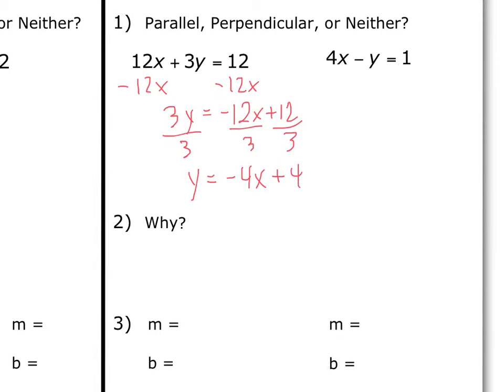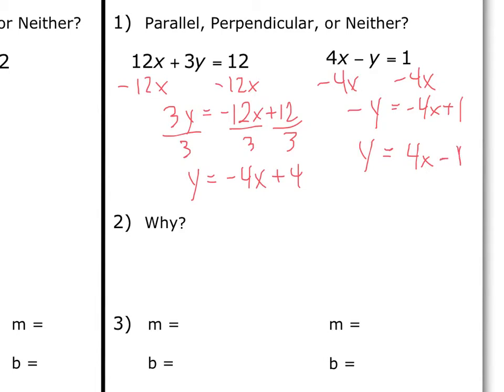Okay, let's do one little bit more and then we'll be done. So this time you have to subtract 4x on both sides. And that, of course, would give you negative y equals negative 4x plus 1. And then you have a negative y, so if I wanted to change that to y, I just have to change the signs of each term. So negative y becomes y, negative 4x becomes 4x, and positive 1 becomes negative 1.